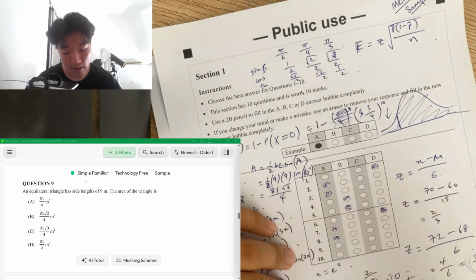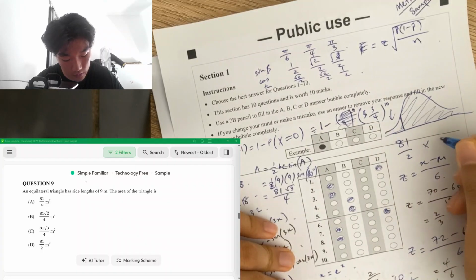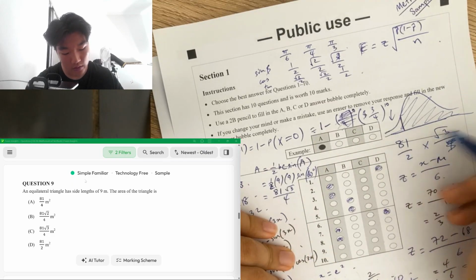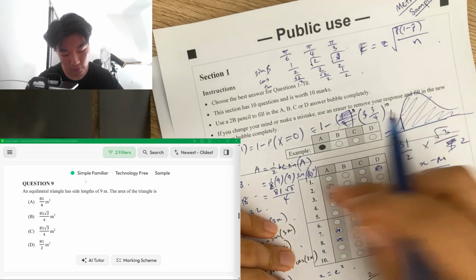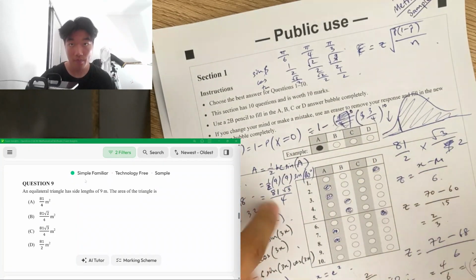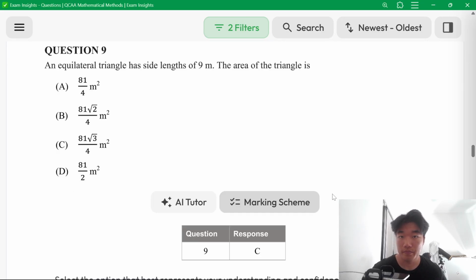And that's multiplied with 81 over 2. The denominator goes to 4, and the numerators you just combine together. So 81 square root 3 over 4. In this case, it's safe.